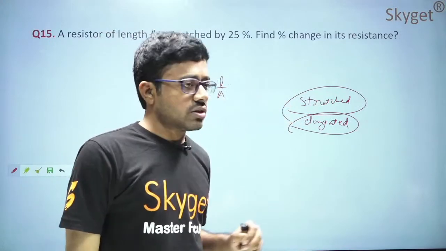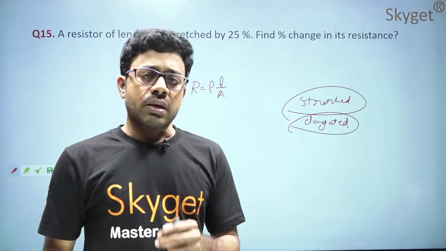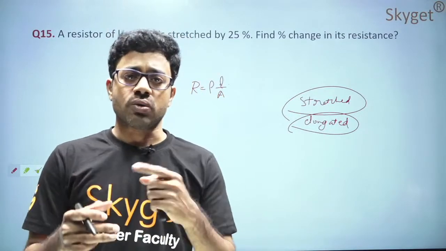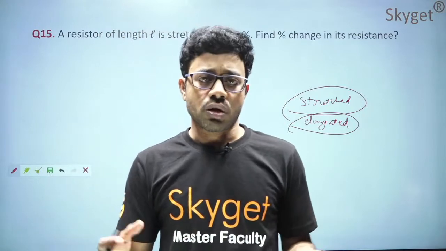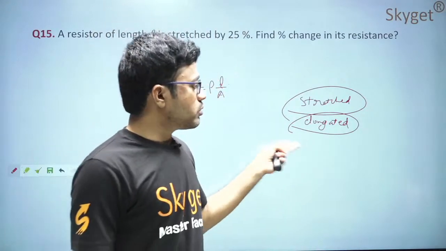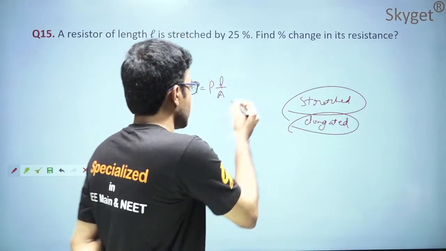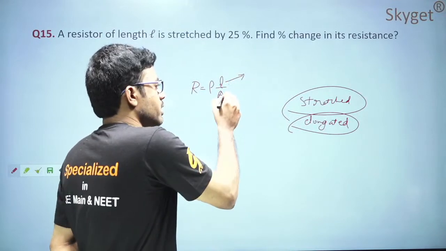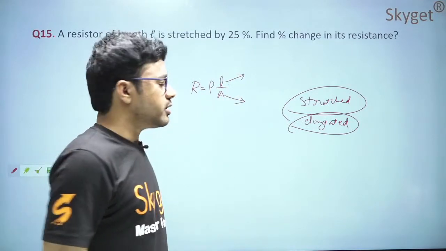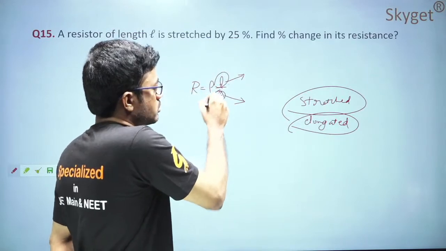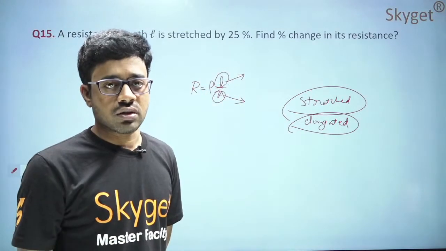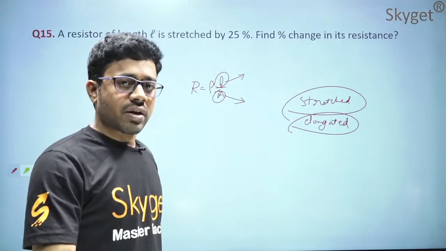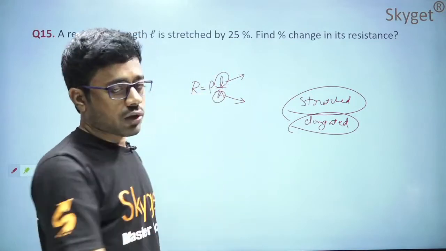So when the volume remains constant, you know the basic process to solve an equation is that there should be only one unknown in the equation. That is what you have to find. If there are two unknowns, it is not possible to solve that equation. So what should we do now? As we know, R is equal to rho L by A. When you stretch the wire, if the length increases, the area of cross section will decrease. So in this equation there are two unknowns, and it is not possible to solve it. Then, as we know when you stretch or elongate the wire the volume remains constant, convert it in terms of volume.